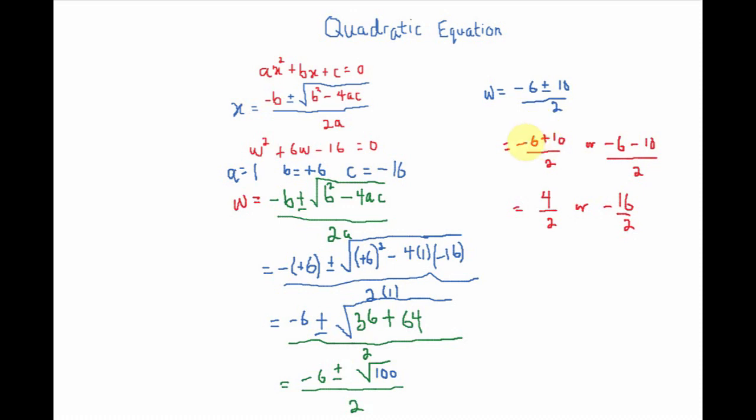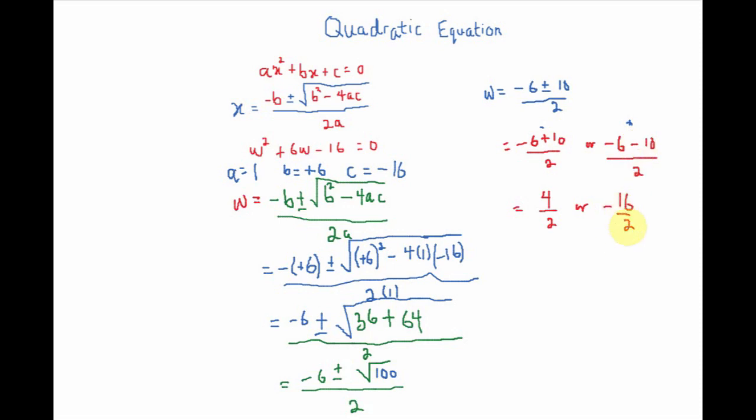Minus times plus is minus, 10 minus 6, that is 4. 10 and 6, which one is greater? 10. What sign is 10 carrying? Plus. That is a plus here. Minus times minus, plus 10 plus 6 is 16. 10 and 6, which is greater? That is 10. And what sign is 10 carrying? Minus. Yes, so that is why it is minus 16.